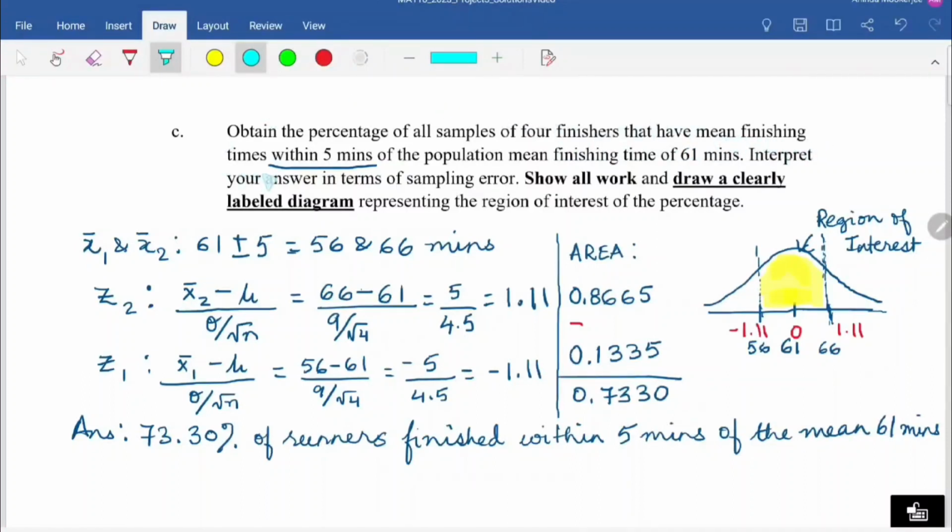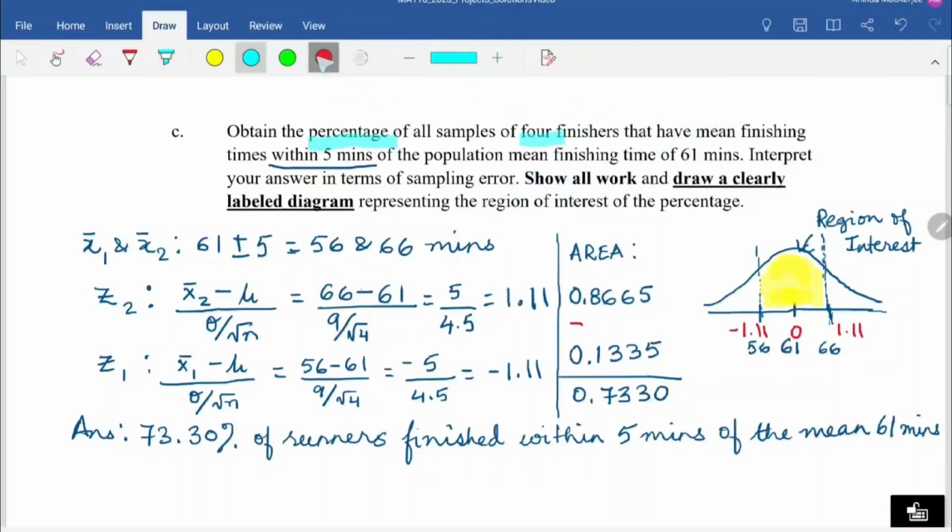And then this part of the question says, obtain the percentage of all samples of 4 finishers that have mean finishing times within 5 minutes of the population mean finishing time of 61 minutes. Interpret your answer in terms of sampling error, show all work, and draw a clearly labeled diagram, and so on. So they are looking for the percentage, so our final answer must be in terms of percentage. And whenever they ask for percentage, it should immediately tell us we need to know the area under the curve.